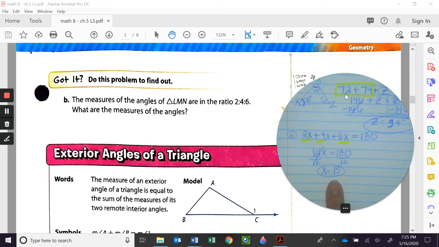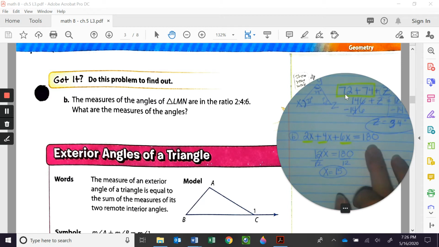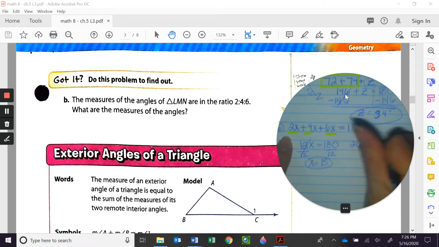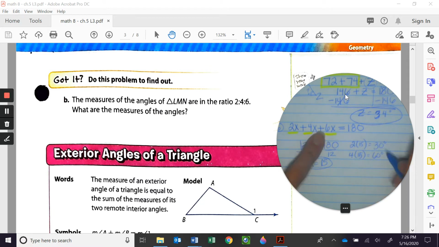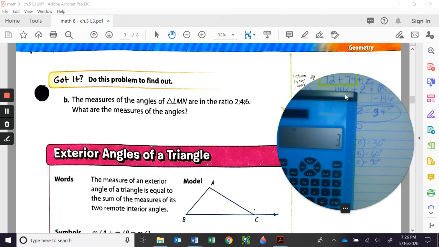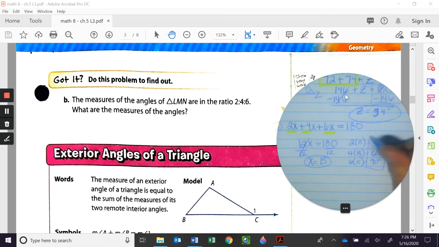This is not your answer though, okay? Because if I just had 15 plus 15 plus 15, that's only 45. I need to get to 180. So we still have to use this pattern here. So 2 times 15 is 30 degrees. 4 times 15 is 60 degrees. And 6 times 15 is 90 degrees. If we added those up, 30 plus 60 plus 90, there's our 180. So we know that these are correct.